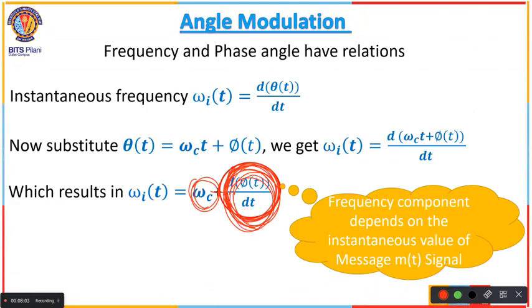So your instantaneous frequency of an FM wave after modulation is your carrier frequency plus d by dt of phi of t. And what does this phi of t depend on? This phi of t depends on the message signal. Have you understood this? Right?